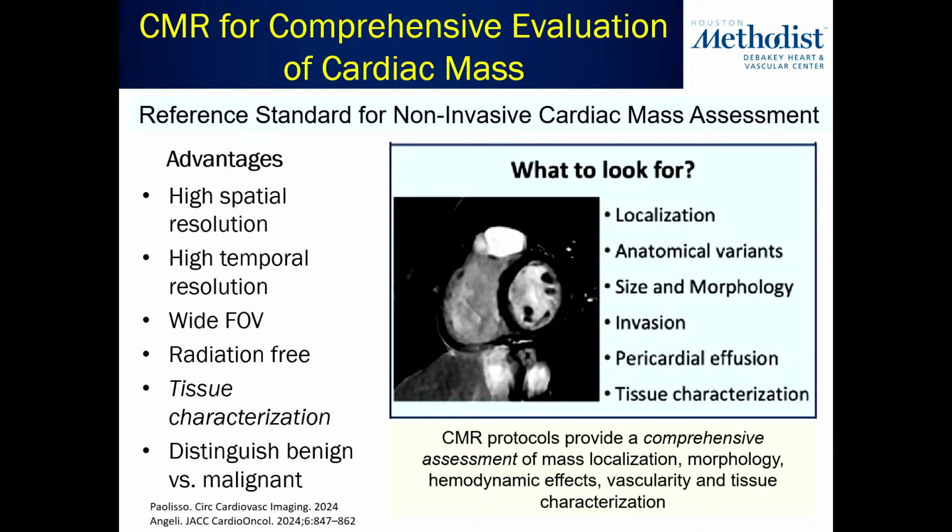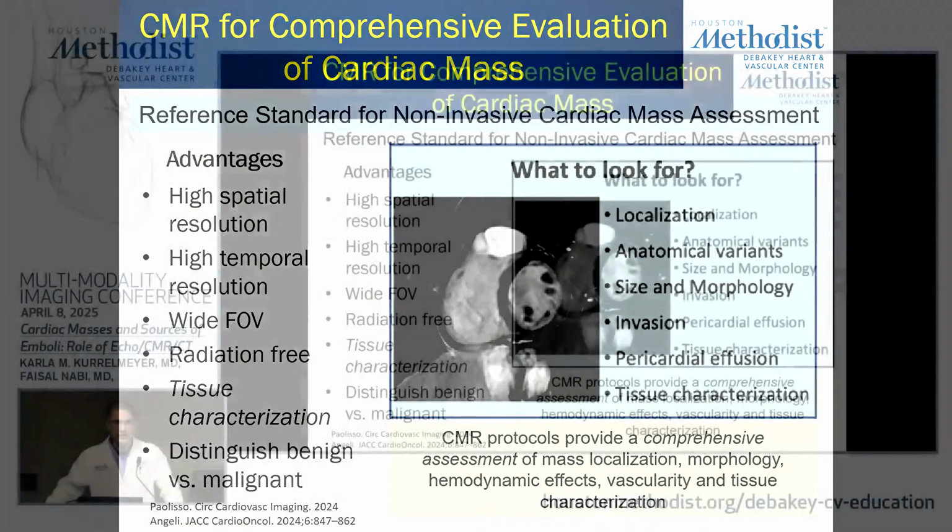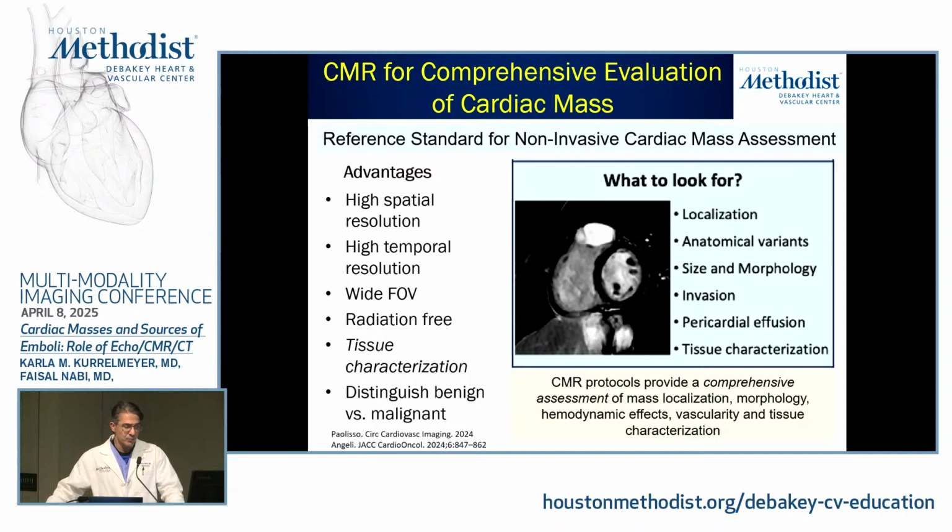Now, the rest of my talk will be CMR, and what I want to emphasize with CMR is it has a lot of the strengths that we already talked about with CT. It has the high spatial resolution, but in addition to that, we have the high temporal resolution and the wide field of view as well. It's completely radiation-free, but its biggest strength is its ability to do tissue characterization. With that, we'll be able to identify a lot of different lesions, as I'm going to show you in the next few slides. And it actually now has pretty robust data and is able to distinguish between benign and malignant lesions.